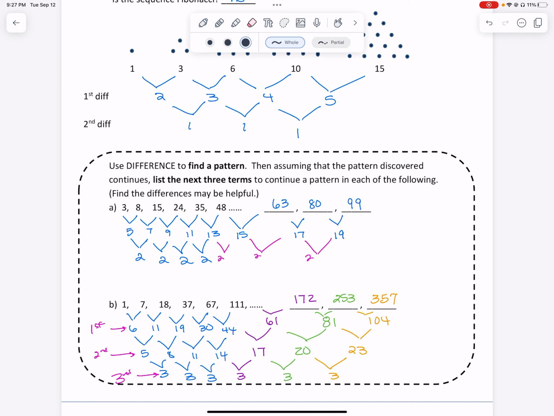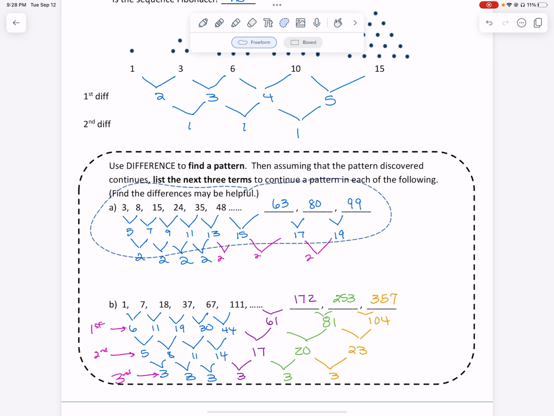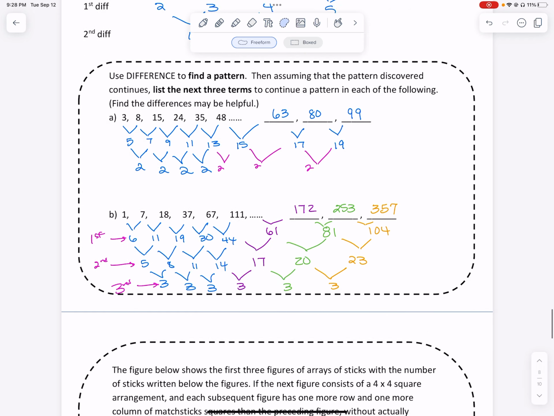Okay, so this one, again, you want to do a smaller version, a lesser problem first before we get to this one. If you need practice, we're going to practice these in class, but we're going to start with those and then we're going to end up with these. And I'm not going to go to a fourth and fifth difference. You could, but we're not going to.